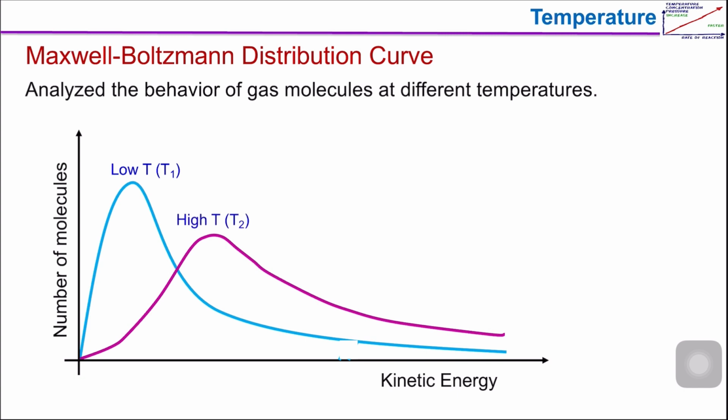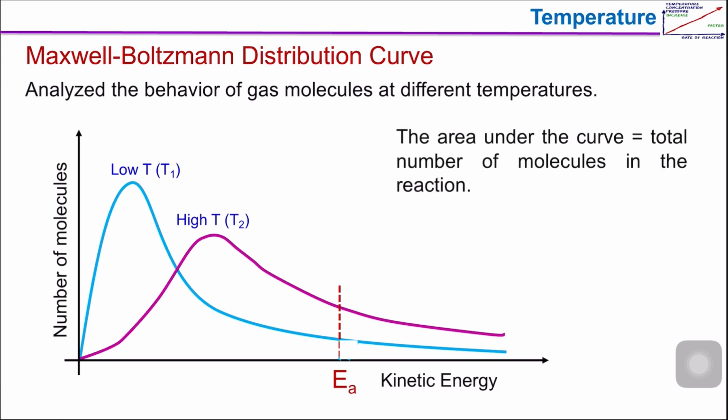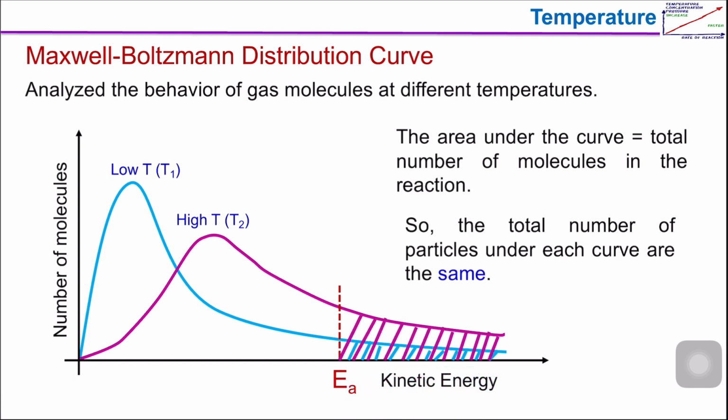So apabila awak ada dua curve macam this one, bahagian di mana curve ini hampir bertemu ataupun sama dia punya kinetic energy, saya akan label sebagai activation energy, EA. So itu adalah apa yang awak perlu label dalam bahagian distribution curve awak. Seterusnya, awak kena label juga shade of area under the curve. So cara dia macam mana? Kita akan shade the area under the curve like this one. So area under the curve ni bermaksud total number of molecules in the reaction.